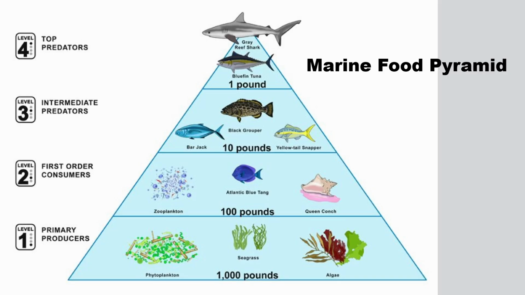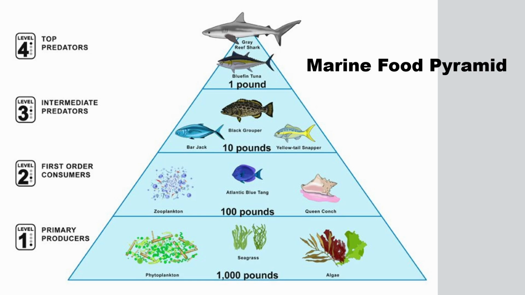Now look at this marine food pyramid over here. It represents trophic levels, or the different feeding levels in an ocean ecosystem. At the bottom, we have primary producers like phytoplankton, seagrass, and algae. These organisms make their own food using sunlight, so they form the first trophic level. Notice it says 1,000 pounds. This means we need a large amount of plant-like organisms to support the next level.